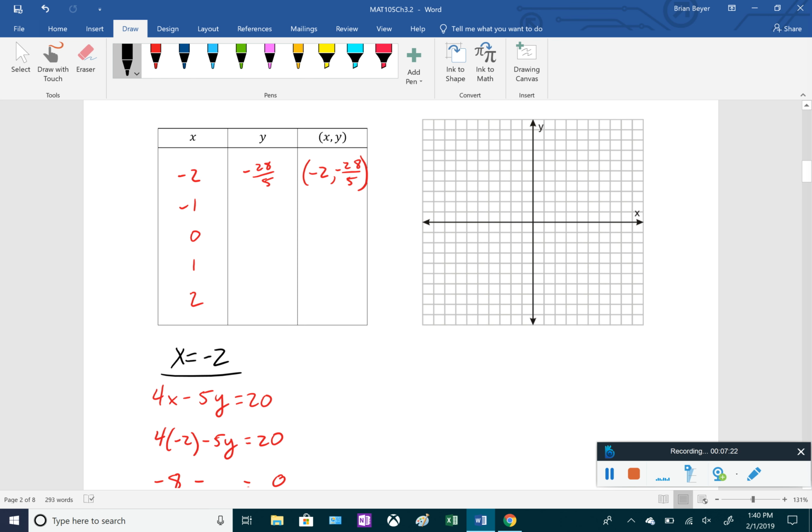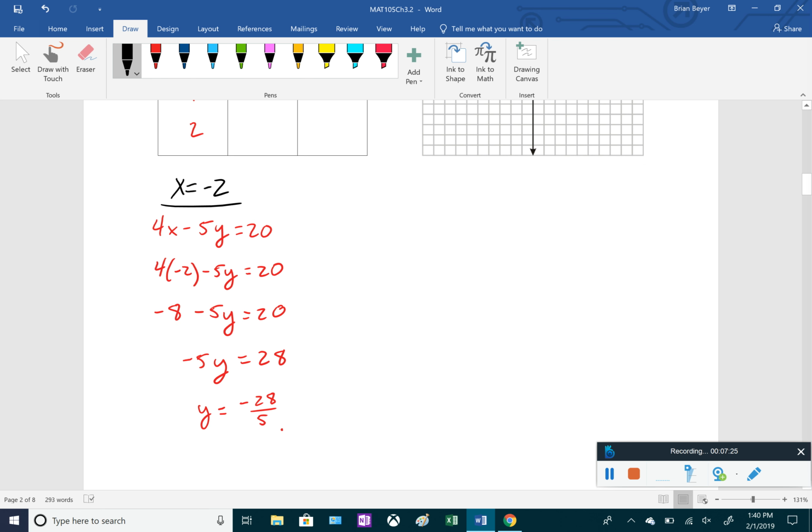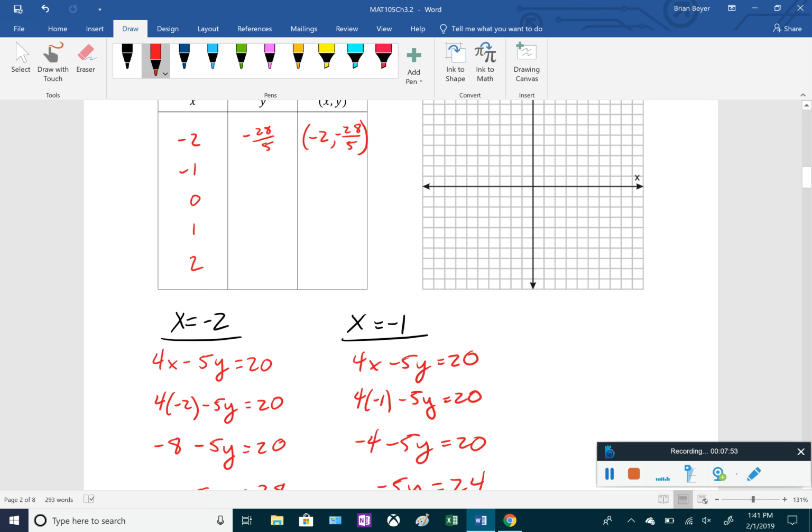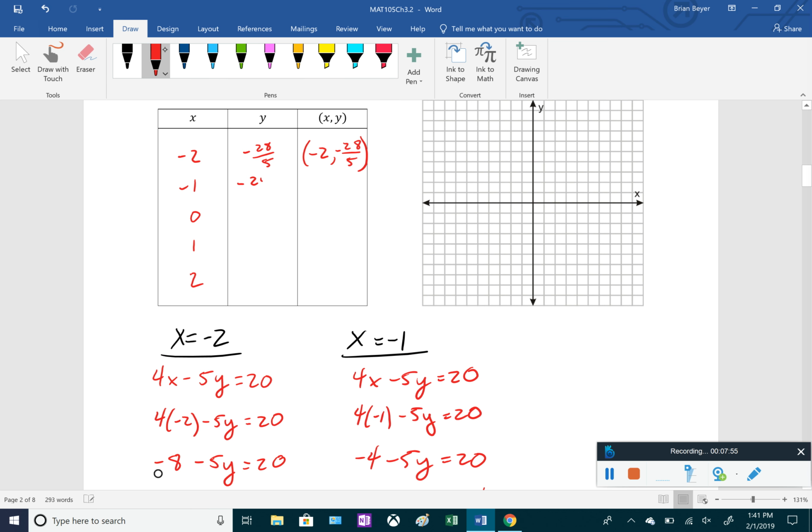Next one, let's plug in a -1. So we have 4x minus 5y equals 20. We plug in a -1 into x. And then 4 times -1 is -4. Solve this for y. We need to add 4 on both sides. So we get -5y equals 24. Divide both sides by -5. We get -24 over 5. So that's going to be the y coordinate when x is -1. So we get the xy coordinate -1, comma -24 over 5.